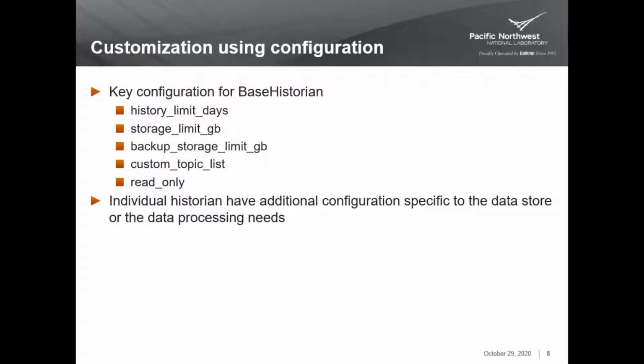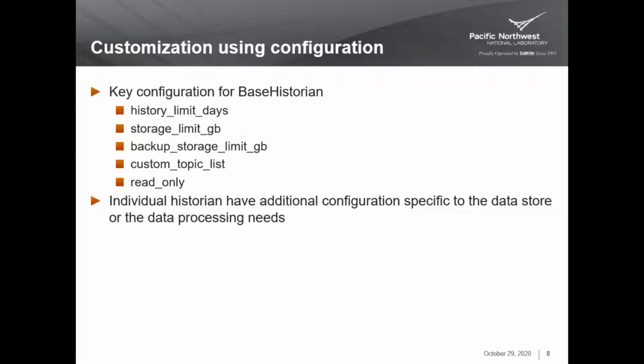The base historian itself provides many useful configurations, and all of them are well documented on the Read the Docs page. In addition to the base historian's configuration, each concrete historian has its own list of configurations. For example, database connection parameters, data table names, authentication details to a remote VOLTTRON instance, etc. Here, I have listed some of the key base historian parameters.